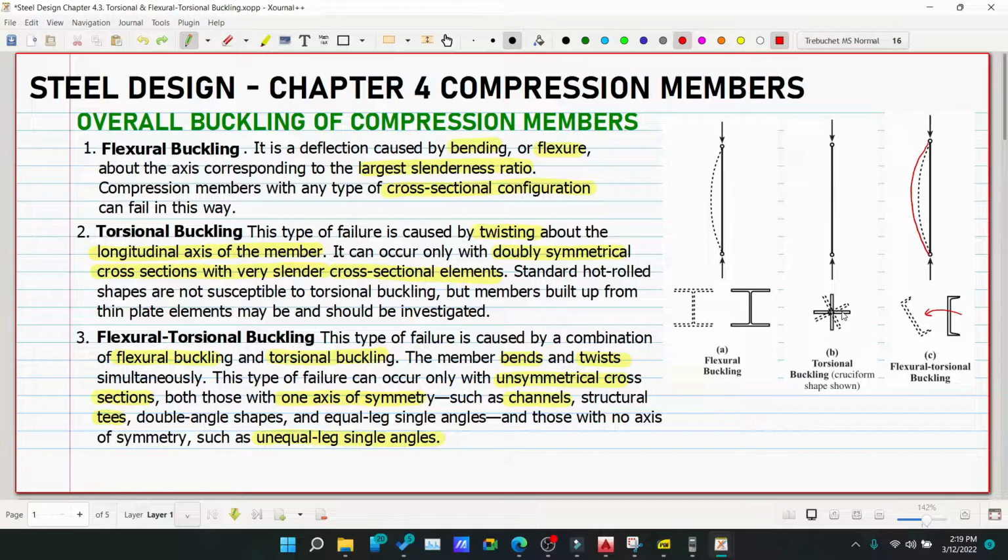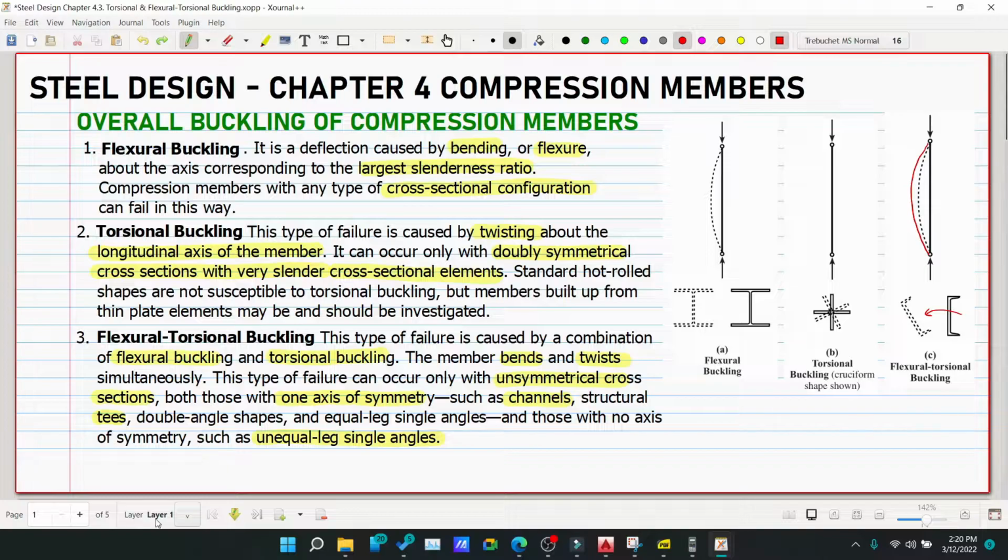Actually, kay William T. Segui, hindi rin niya tinakil yung pagsosolve ng compression member under sa torsional buckling. Ang in-example lamang niya dun is yung compression member under sa flexural-torsional buckling. So, take note, sabi rito sa flexural buckling, all compression members with any type of cross-sectional configuration can fail in this way. Ang mangyayari, i-investigate natin yung member, una sa flexural buckling, then pangalawa sa flexural-torsional buckling. Ibig sabihin, makakakuha tayo ng dalawang nominal strength or nominal capacity ng ating member, then pipili tayo ng mas mababang nominal strength. Malaman natin kung sino yung nag-govern, kung flexural buckling ba or flexural-torsional buckling.